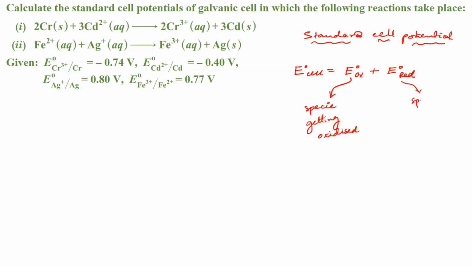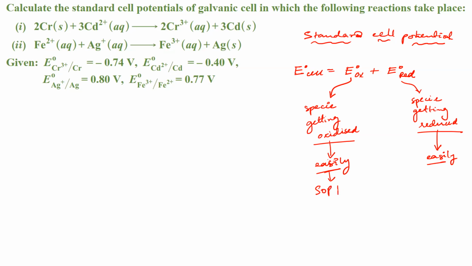E° of reduction also of the species getting reduced. So first of all, what we have to find is which of the following is getting oxidized and which is getting reduced. Which will get oxidized? The one that easily gets oxidized will be oxidized, and the one which gets easily reduced will be reduced. That means if I want something to get easily oxidized, its standard oxidation potential should be high, and if I want something to get reduced, its standard reduction potential should be high. Okay, everything is in line? Yes or no? Please tell me.